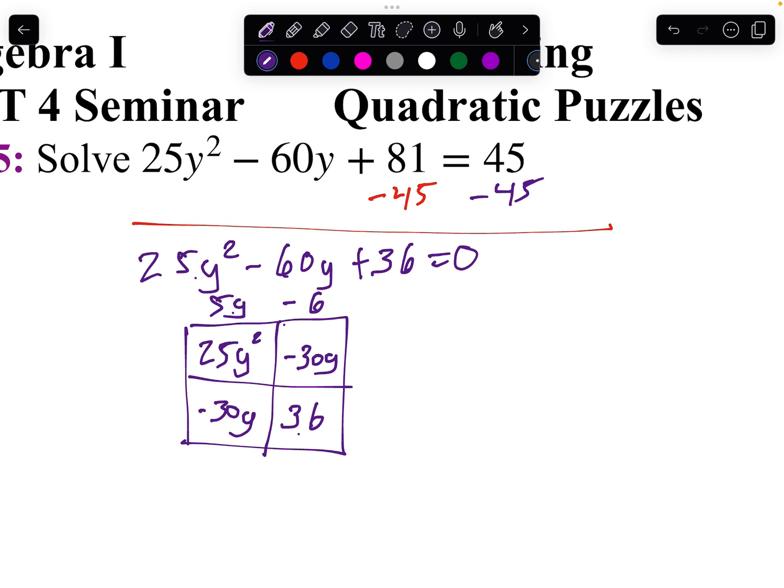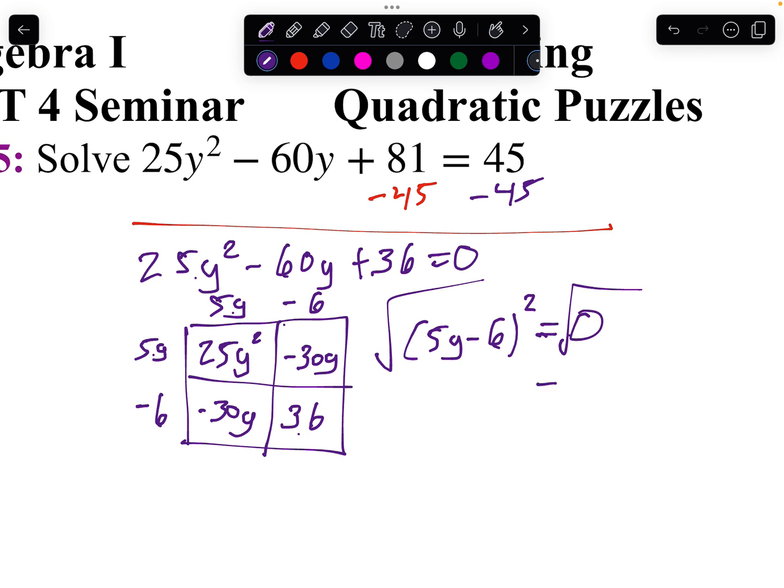And then if I go across, I'll get 5y. And oh, it is a perfect square. So I can say 5y minus 6 squared equals 0. I can use my square root property here. And the nice thing about 0, there is no plus or minus 0. It's just 0. So I get 5y minus 6 equals 0. We'll add 6 to both sides.